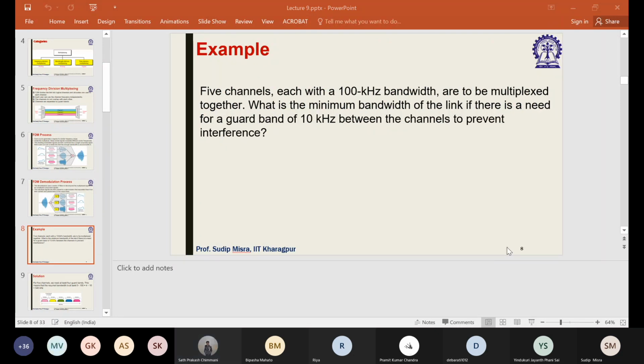540 kilohertz. Your name, please. Srijan has written 540. Prakash, very good. Who else has done? Pramit, Gaurav.